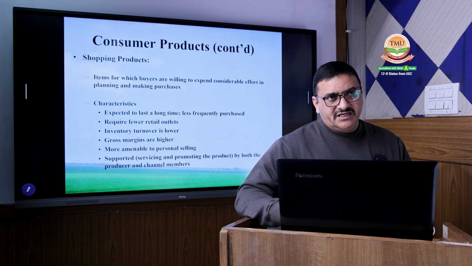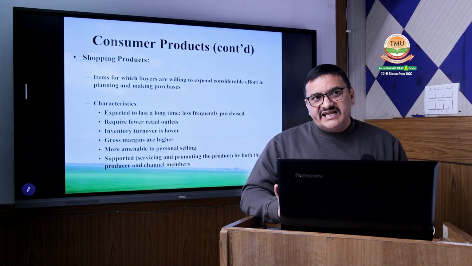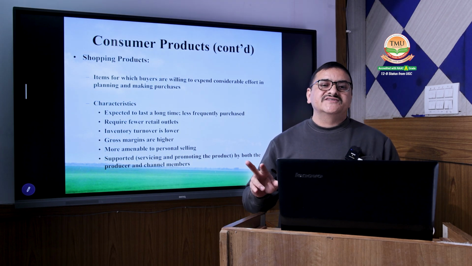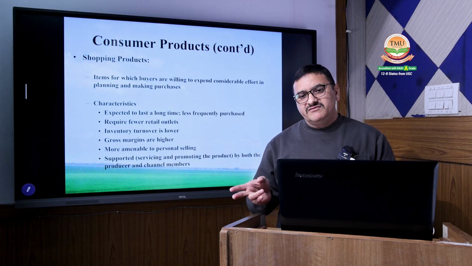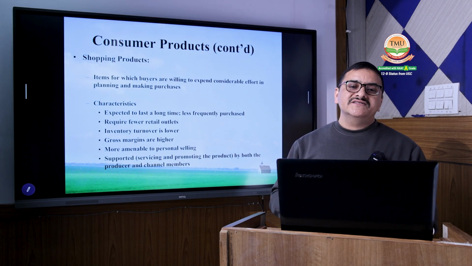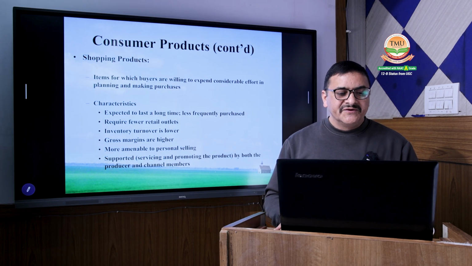So, when we are taking care of shopping goods, the distribution network adopted by the marketer is known as selective distribution. Selective means if the market has potential, then you can maximize the selling points, but if the market does not have the potential, we have to take care of how many selling points should be there for selling a particular type of durable goods.